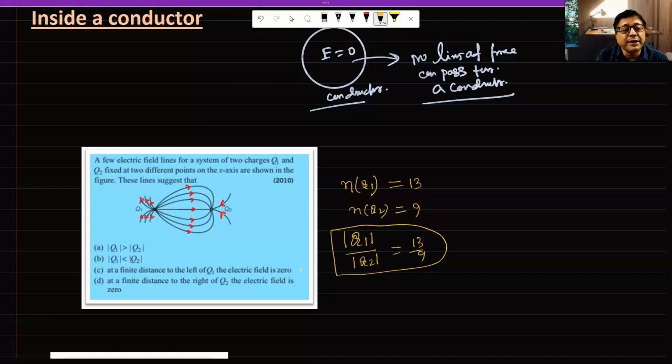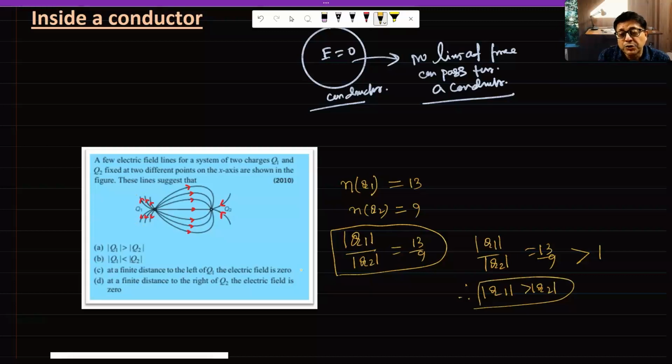But Q2 is negative, so the Q1 by Q2 ratio will be negative. But they have asked only for comparison of their moduli. Mod Q1 by mod Q2, you got 13 by 9, which is larger than 1. Therefore, mod Q1 is greater than mod Q2. Clear? So just by counting. But this one, as I remember, was multi-option correct.